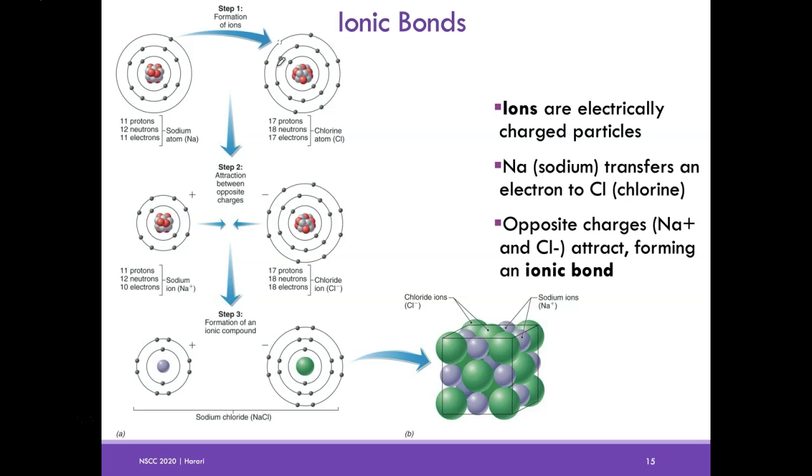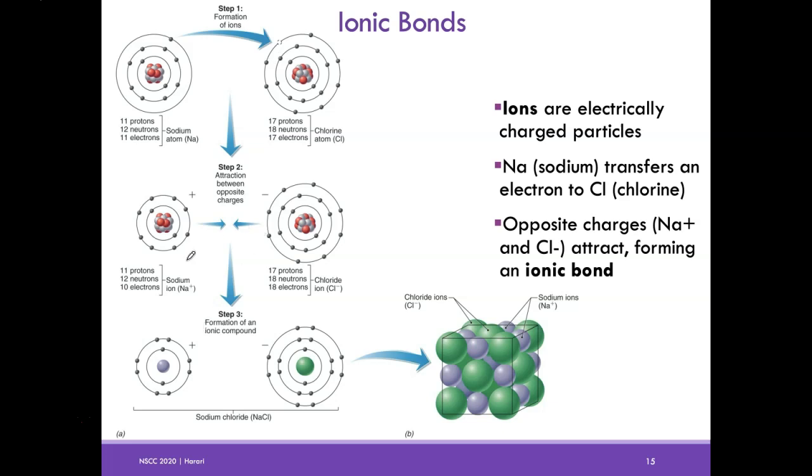Let's look at chlorine. A chlorine atom has 17 protons and 18 neutrons in its nucleus. If it has 17 protons, that means it has 17 electrons. So we can do 1, 2. The second shell has 8. And then we'll put 7 on the outermost shell.